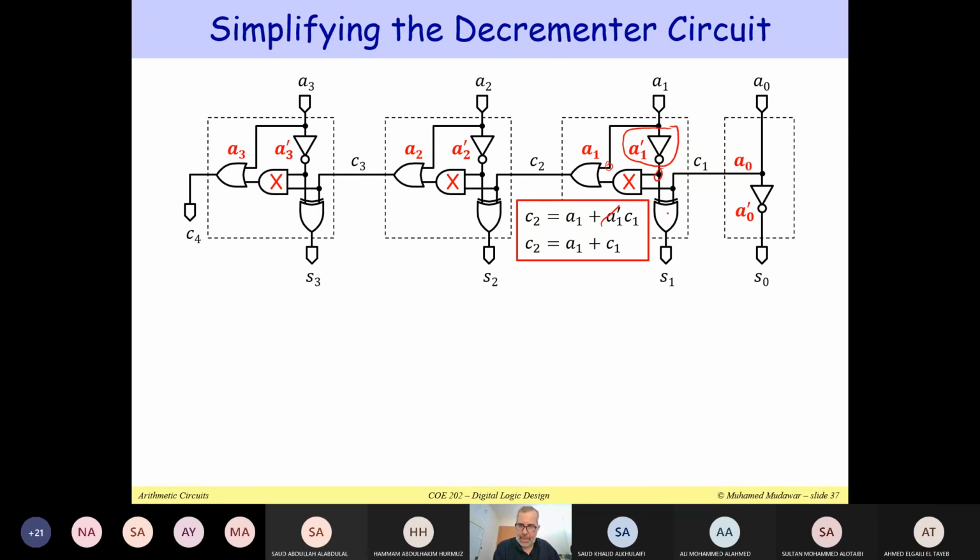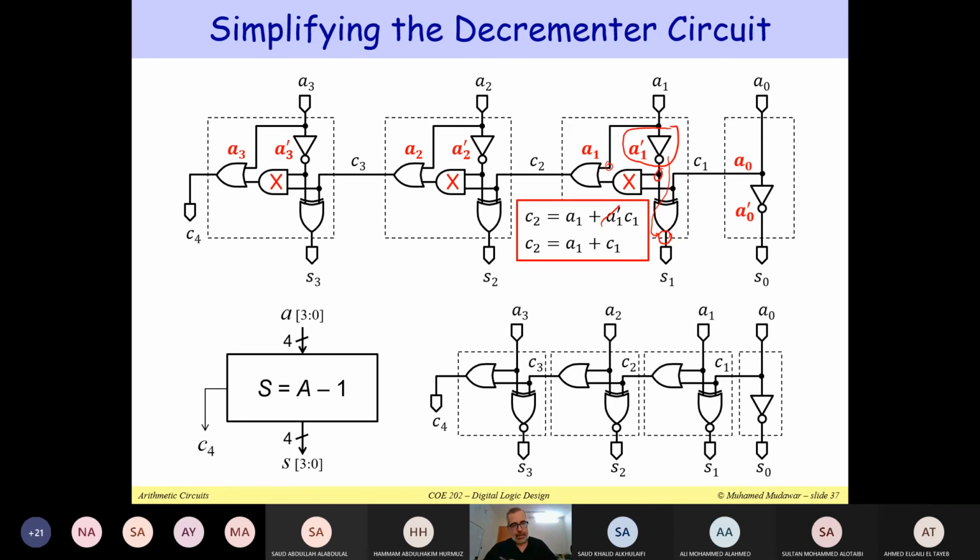Here we have an XOR gate that has one of its inputs inverted. I can move this inverter to the output, invert the output, and remove the inverter. So we can replace the XOR with an exclusive NOR, and the result will be like this. This is also further simplification. Notice that we have removed the inverter and replaced the XOR here by an exclusive NOR. This will give me exactly the same output. So now you can see that we have simplified the circuit for the decrementer. This circuit can calculate S equals A minus 1, so it can decrement A by 1.